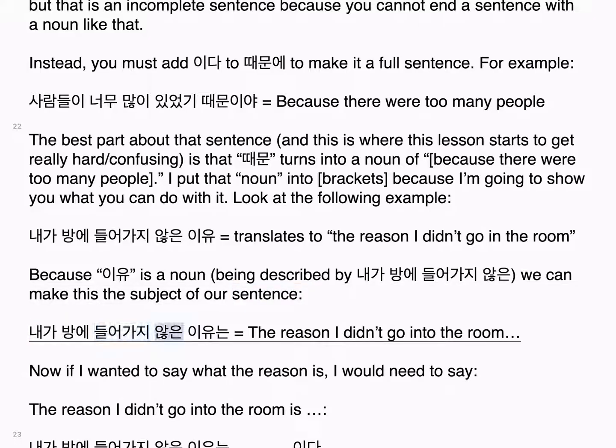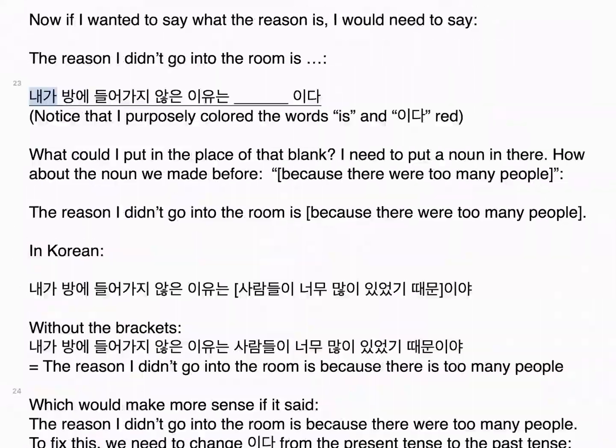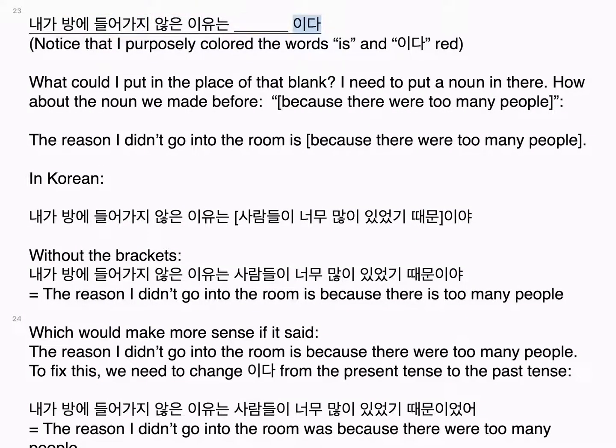We can make this the subject of our sentence: 내가 방에 들어가지 않은 이유는, the reason I didn't go into the room. Now if I wanted to say what the reason is, I would need to say, the reason I didn't go into the room is 내가 방에 들어가지 않은 이유는 ___ 이다. Notice that I purposely colored the 이다 red. What could I put in the place of the blank? I need to put a noun in there.